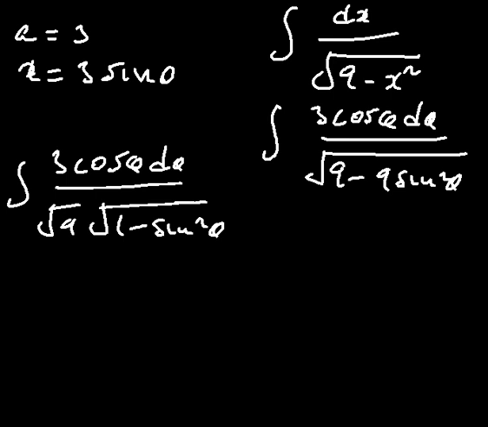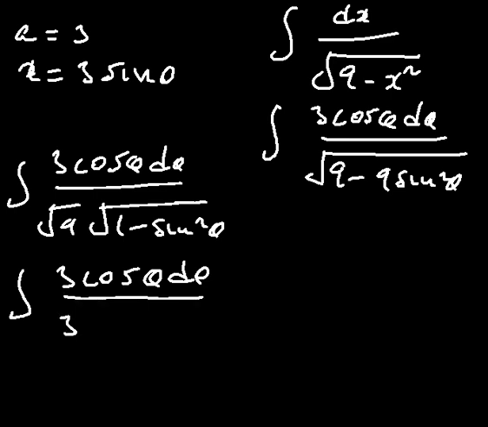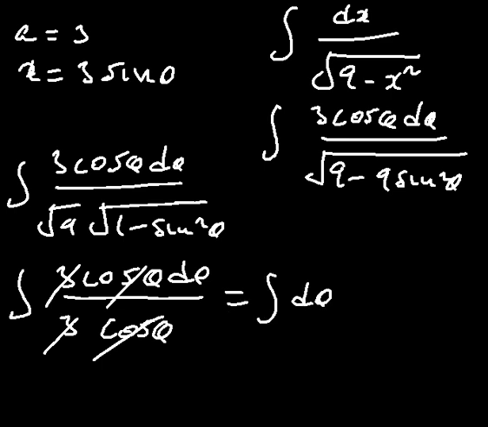So what is the square root of cos square theta? That is the same as cos theta. Therefore, we have the integral of 3 cos theta d theta over 3 times cos theta. We cancel these, and therefore have the integral of d theta. So what is the integral of 1 d theta? That is theta plus c. That is the integration. But as you can see, we have the expression in the form of theta, not as x. So we should take it apart. What is the value of theta?